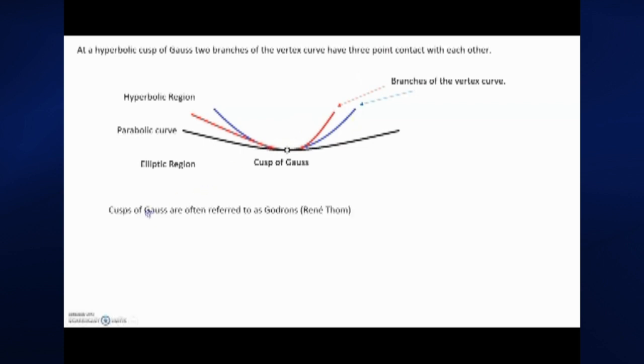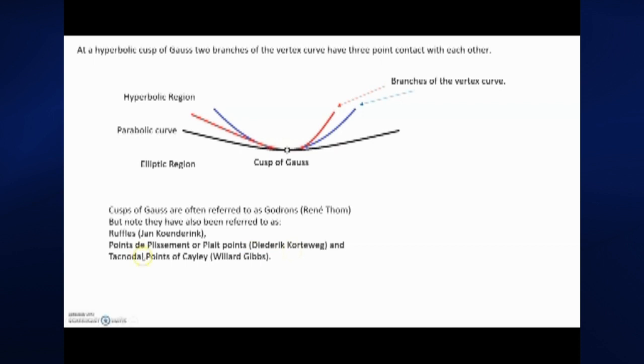Now in the literature there are various names for cusps of Gauss, including godrons, as favoured by René Thom. They are also referred to as ruffles by Koenderink, points de plissement, or plat points, by Korteweg, or tachnodal points of Cayley, as favoured by Willard Gibbs.